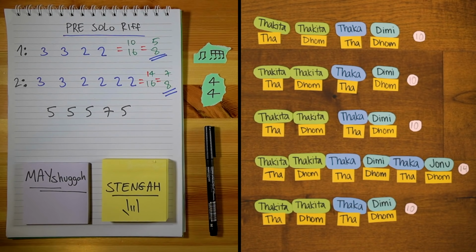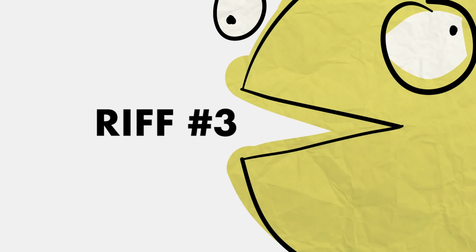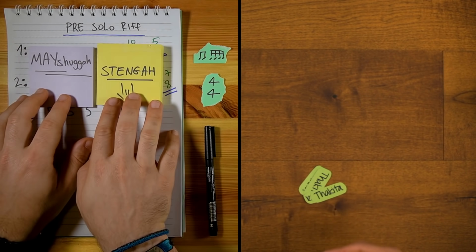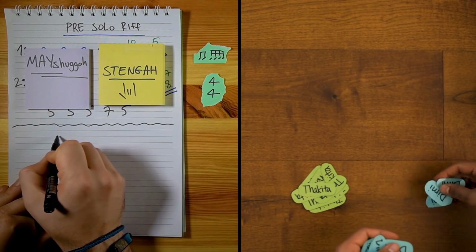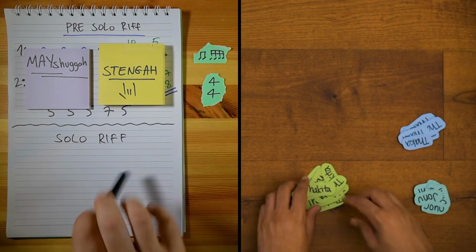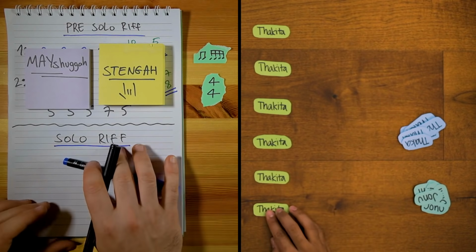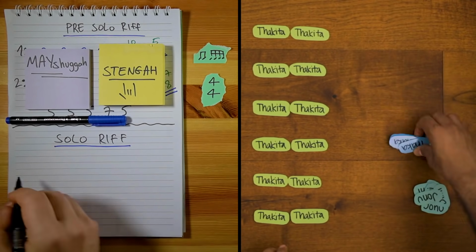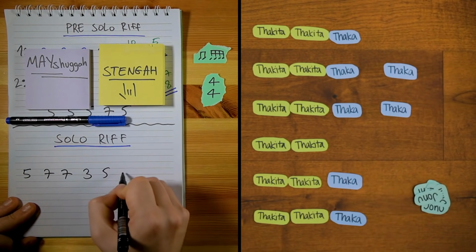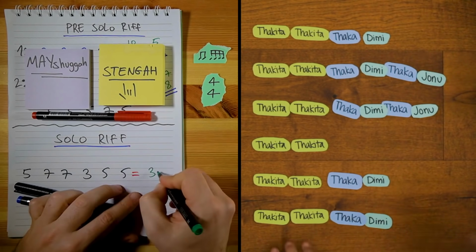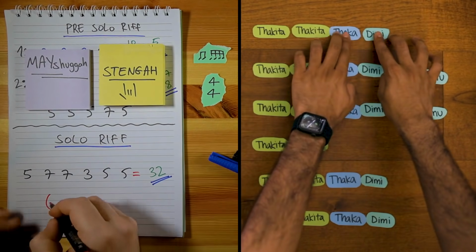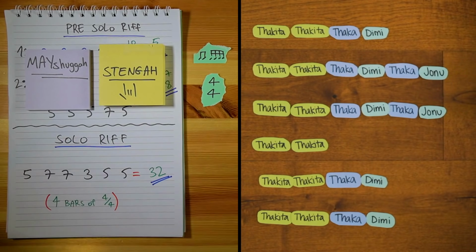As for the solo pattern, it's quite interesting. This sequence uses the same idea as the pre-solo riff, but in a different order. This time it's 10-14-14-6-10-10, or 5-7-7-3-5-5, which adds up to 32 beats, so it actually fits perfectly in a 4-bar frame.